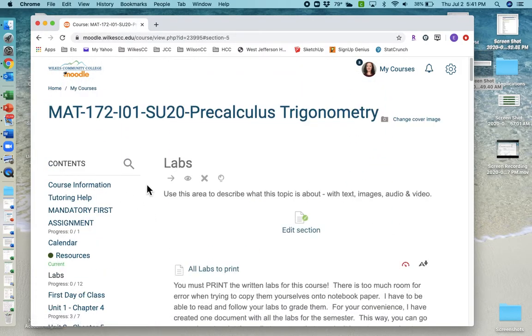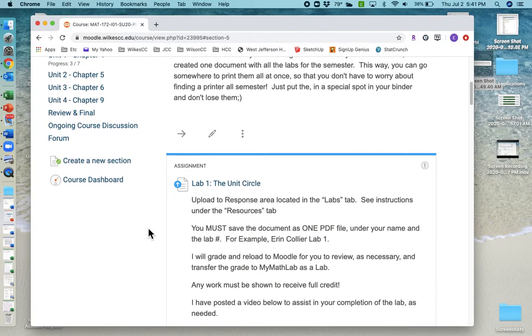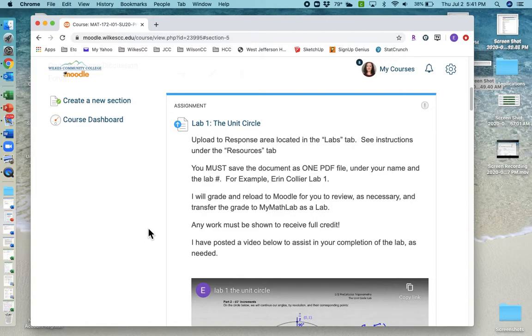I have labs for my course, and there are several reasons for this. One, they need to do things by hand, and I need to be able to see that they can do them by hand, especially in graphing, graphing polar graphs, graphing conics. I need to see that they can do that. And that's one way that I can assess how they're doing in the class. MyMathLab is awesome for homework and practice, but I can't see what they're doing.